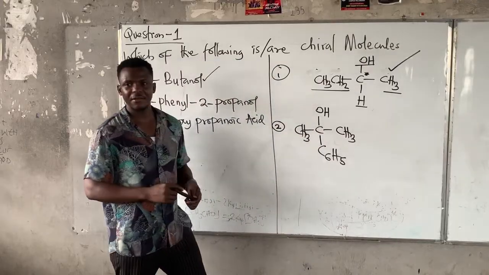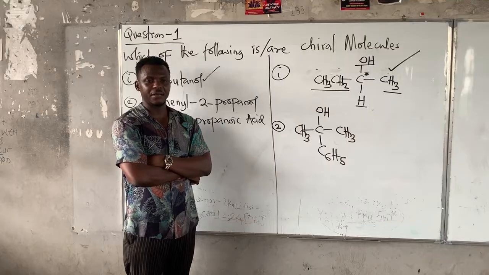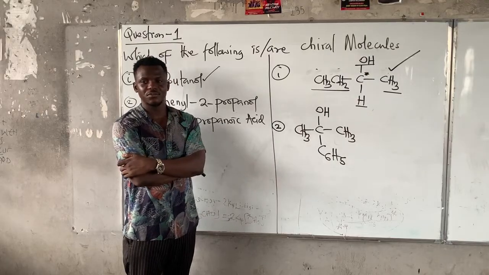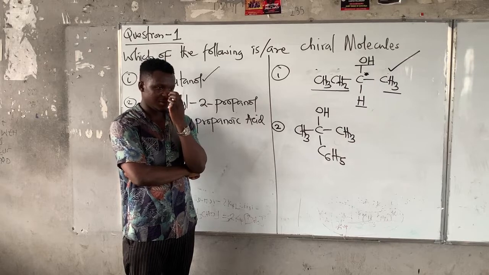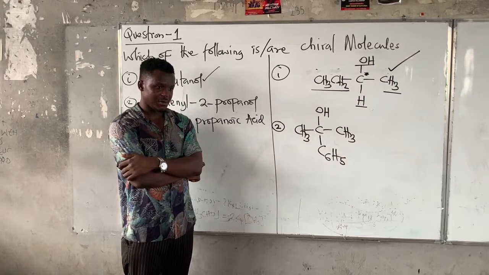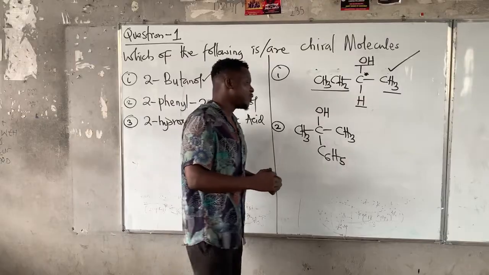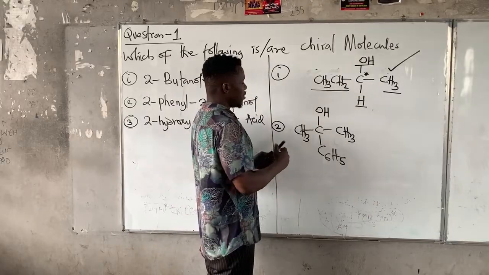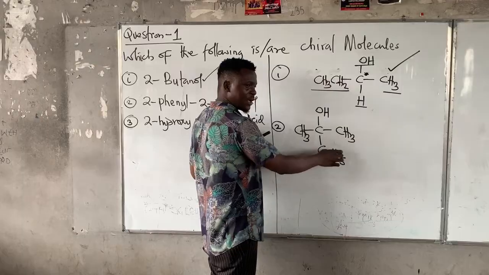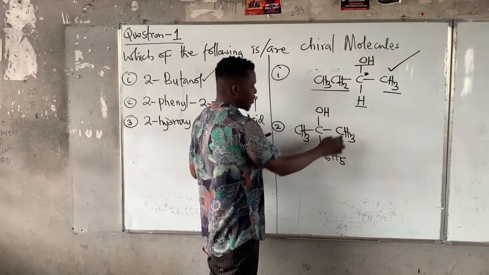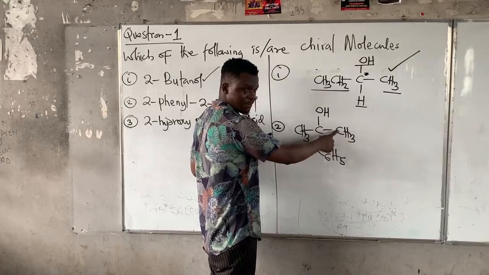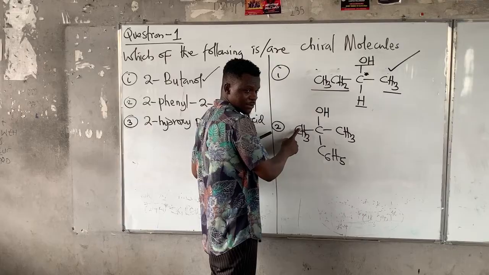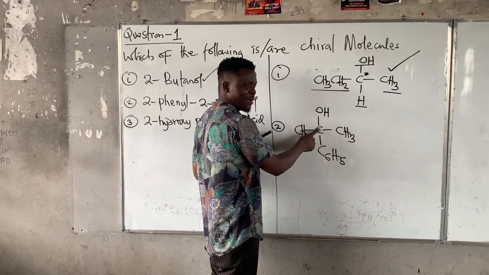Is there a chiral carbon here? There is no chiral carbon there. Are you sure? Alright, hold on. The benzene ring does not have a chiral carbon as a whole. CH3 is not chiral. This carbon is not a chiral carbon because 3 same substituents are attached to it. Also, this one is not a chiral carbon. This one looks like a chiral carbon. Looks like, but it's not.